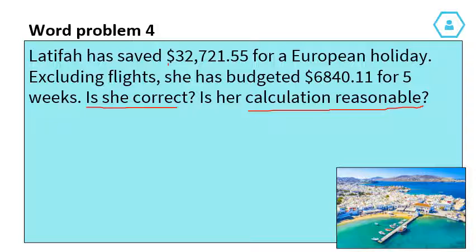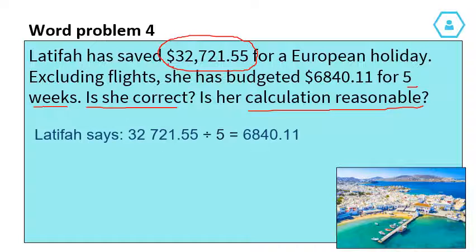So here we've got a total amount, and she's going to split this over 5 weeks. So we can use a division operation, and we can put it into this number sentence here. And she thinks this will be the quotient, $6,840.11. Now, what I want to do first is to figure out whether her calculation is reasonable.